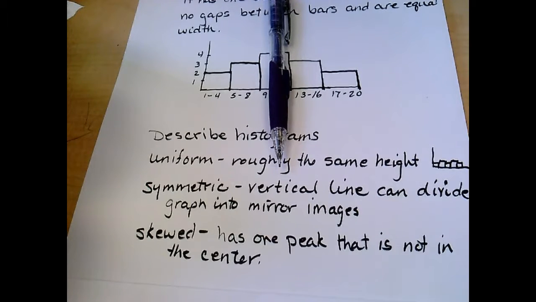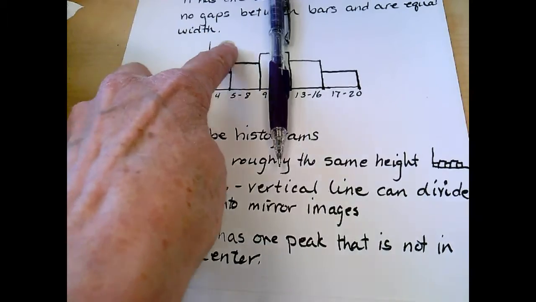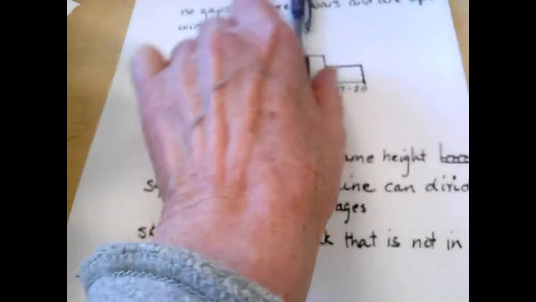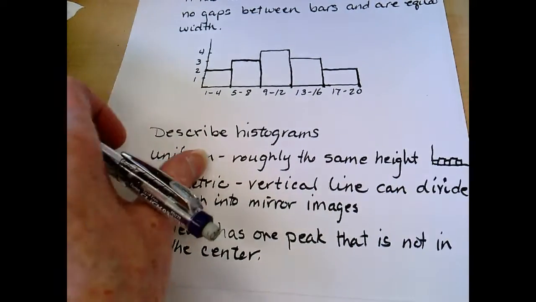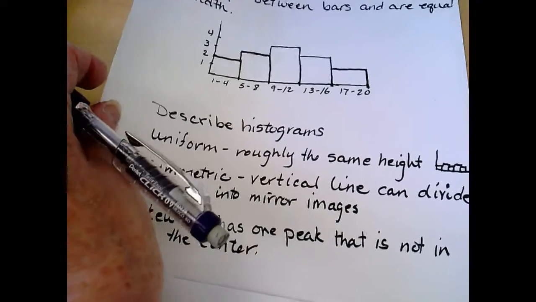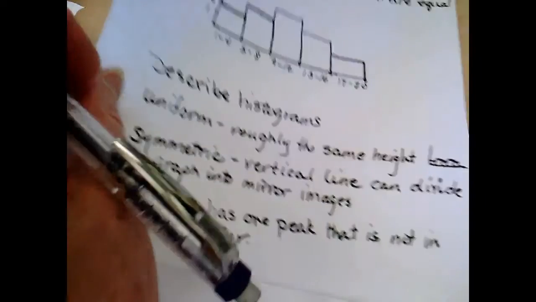Or the skewed has a peak that is not in the center. So your peak could be over on one side, descending down, or descending up to it. And those are your types of ways to refer to your histograms. And then the last thing we can talk about today is our cumulative frequency table.